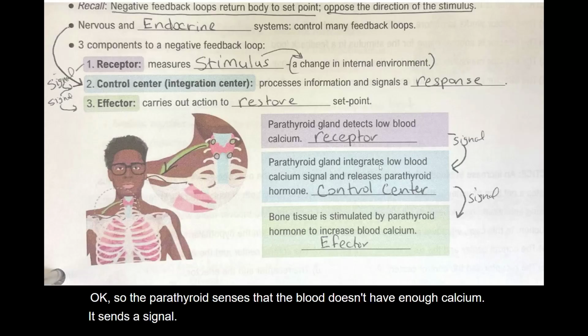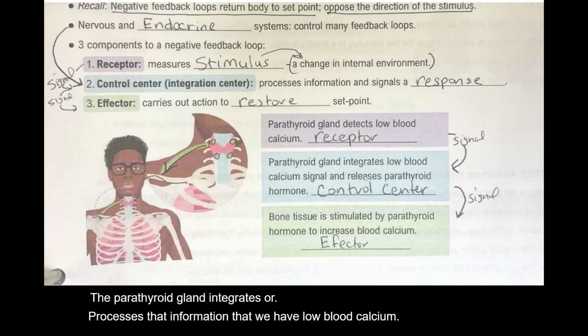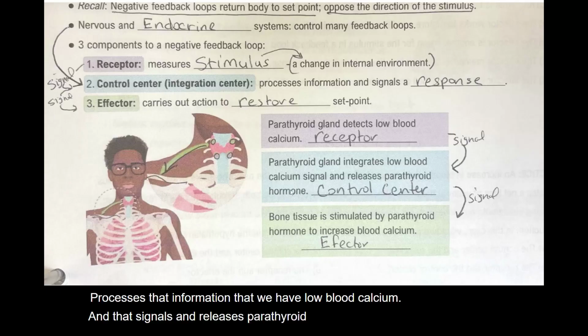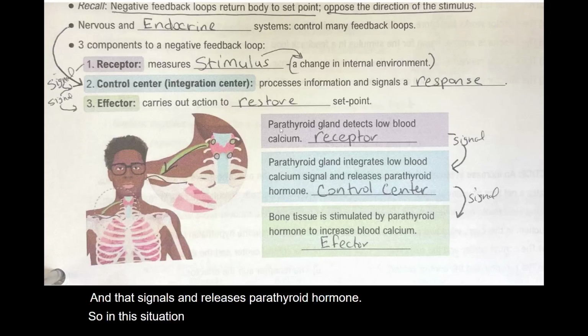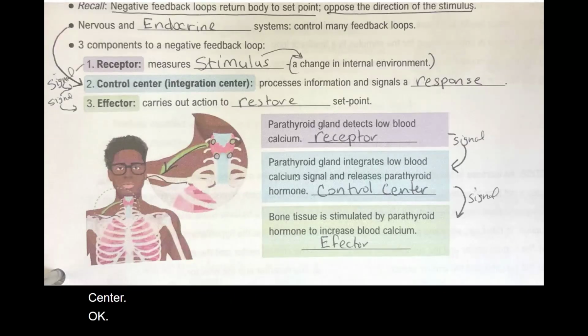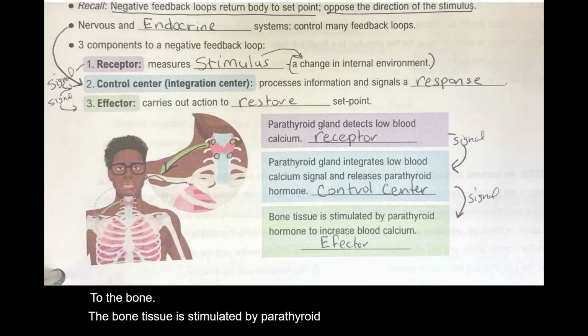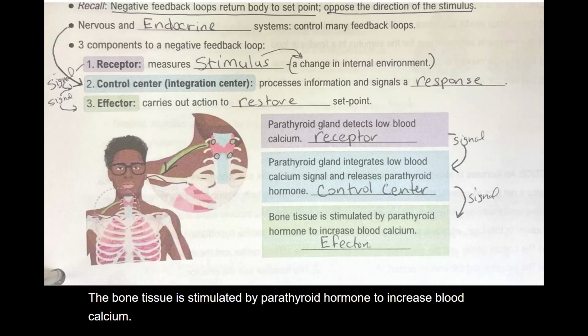The parathyroid gland processes the information that we have low blood calcium, and that signals it to release parathyroid hormone. So in this situation, the parathyroid gland is both the receptor and the control center. Once it releases parathyroid hormone, that sends a signal to the bone. The bone tissue is stimulated by parathyroid hormone to increase blood calcium. So that's the effector.